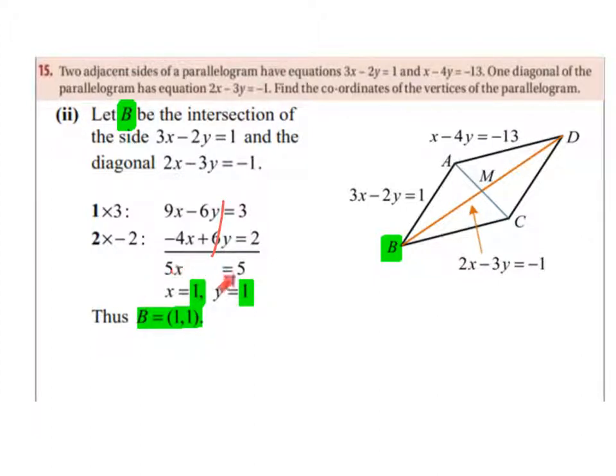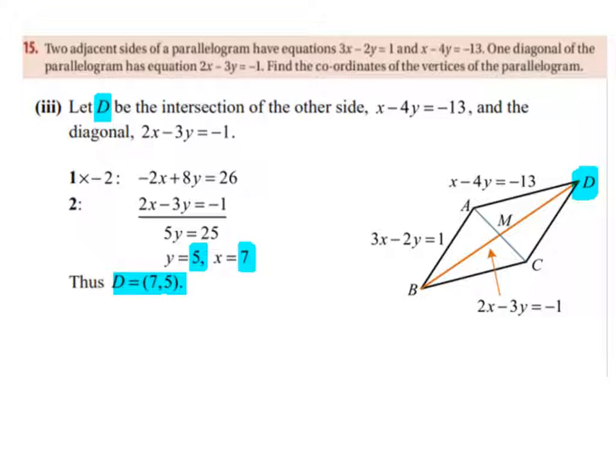So we're left with 5x equals 5. Solving for x, x is equal to 1, and subbing 1 into one of the equations, it doesn't matter which one, we get y is equal to 1. So B is 1, 1. So point B, another vertex or corner of our parallelogram, is 1, 1.